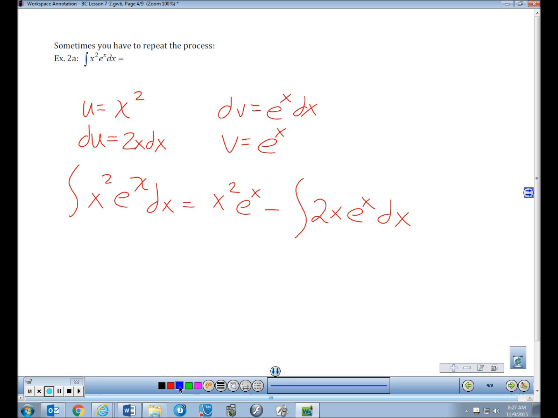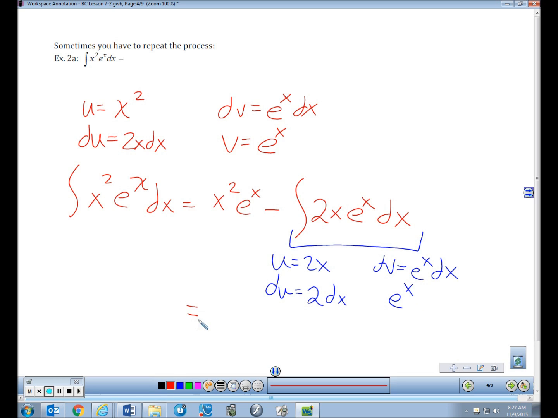So we're going to take this integral here, and we're going to do integration by parts with that. So in this case, u is equal to 2x, because I know that's going to go to a constant. dv is everything else, e to the x dx. If I differentiate u, I get 2 dx, and then if I integrate dv, I get e to the x.